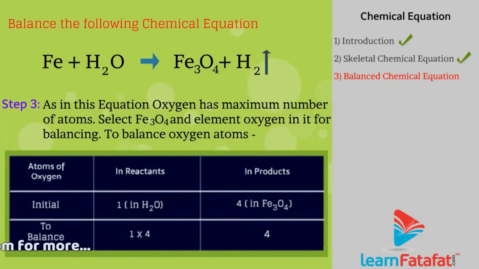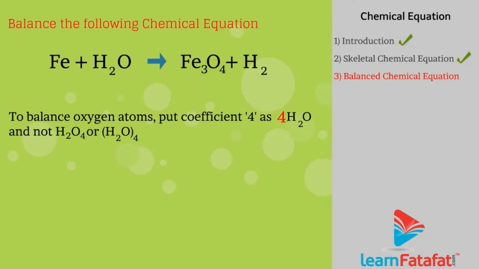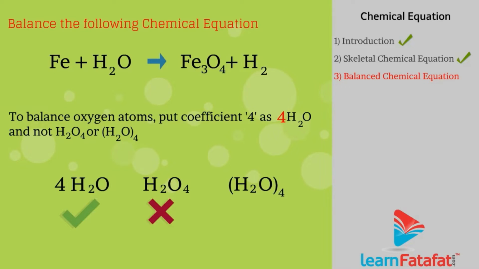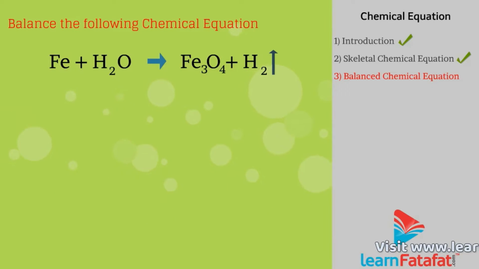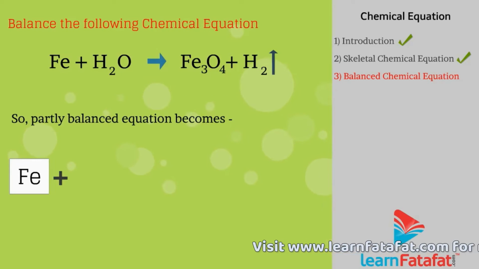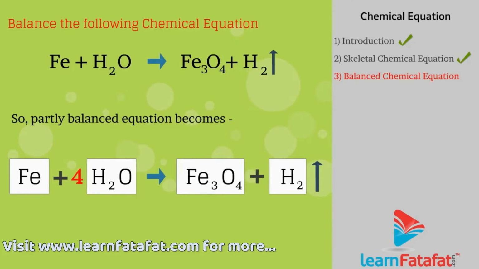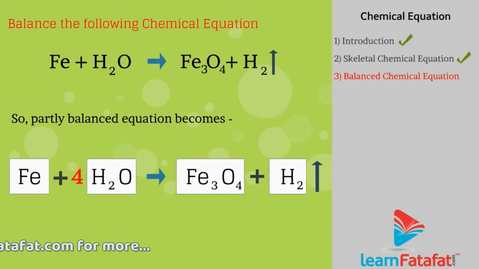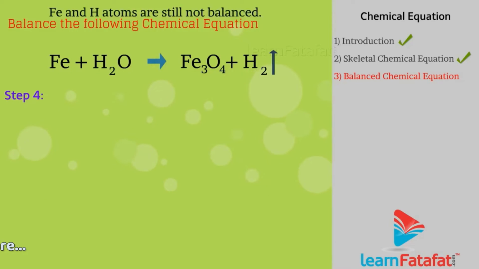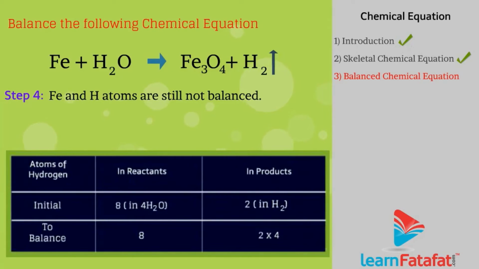To balance oxygen atoms, we have to consider atoms of oxygen in reactants and products. To balance oxygen atoms, put coefficient 4 as 4H2O and not H2O4 or H2O whole 4. So, the partly balanced equation becomes Fe plus 4H2O gives Fe3O4 plus H2. Step 4. Fe and H atoms are still not balanced.